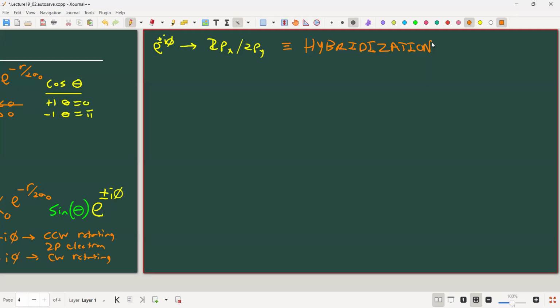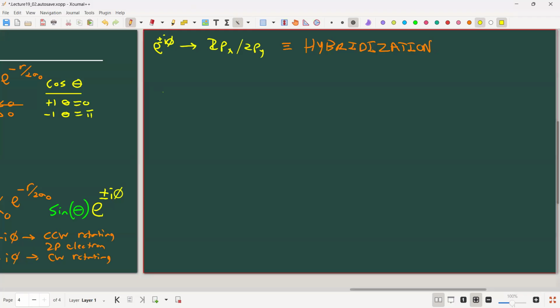So there's nothing wrong with me taking a 2px and a 2py orbital and combining them together or subtracting them from each other. That gives me a result that is perfectly allowable, and if I do it the right way, I can get rid of the i's if I make the right choice. So I can always add and subtract solutions together.